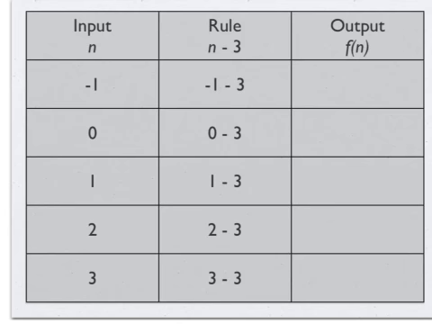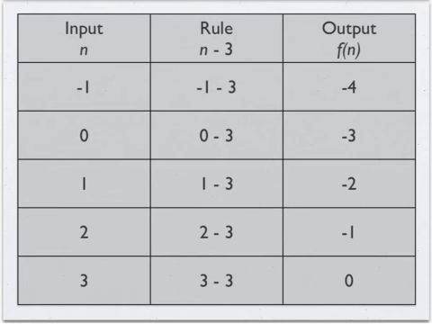After we have filled in the information, we've taken -1 here and put it over here for our rule. 0, 0 there, 1, 1 there, and so on. Now we just go ahead and solve for each of those expressions. And here is our completed function table.